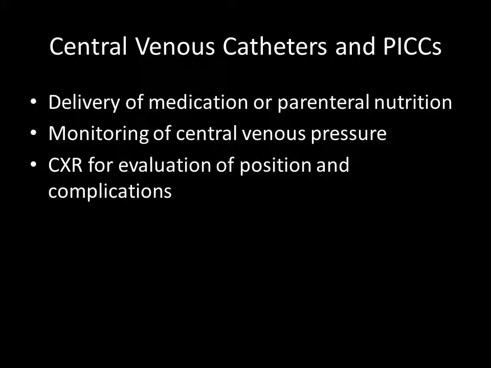So the central venous catheters and the PICC lines are used to deliver medication. They're often used for medications that would be dangerous or damaging to the peripheral blood vessels if you just used a normal IV. They're also used for giving parenteral nutrition, or TPN, and they may be used to monitor central venous pressure. And the chest x-ray is really going to be just looking for the position of the line, making sure it's in the right place, and making sure there aren't any complications with insertion.